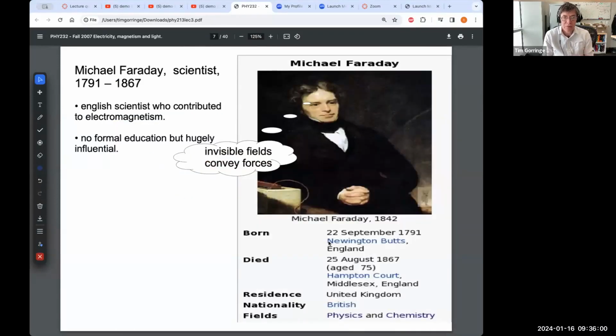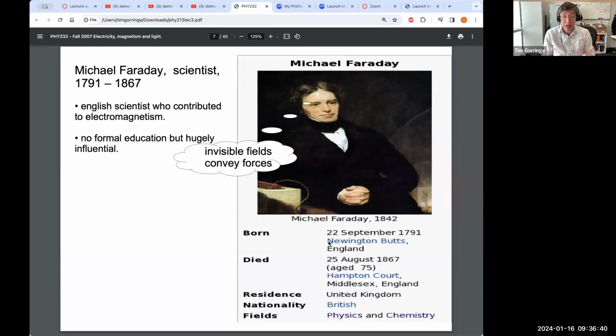Okay, so the solution to the problem was introduced by a famous British scientist, Michael Faraday. He was around more than 150 years ago. He was doing experimental work 150 years ago, and he contributed enormously to electromagnetism. He's an interesting person because he grew up in an impoverished English family. He had no real formal education. Rather, he apprenticed with some scientists and became a very influential scientist himself.